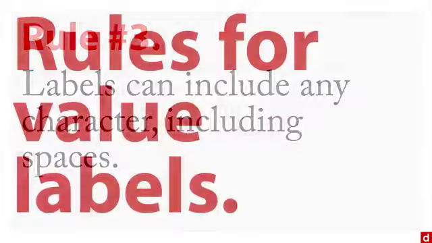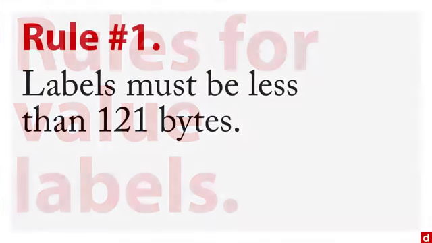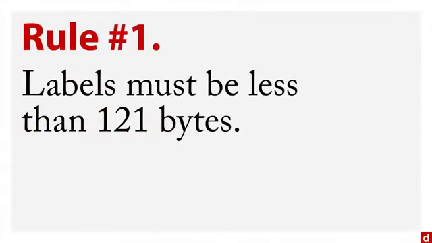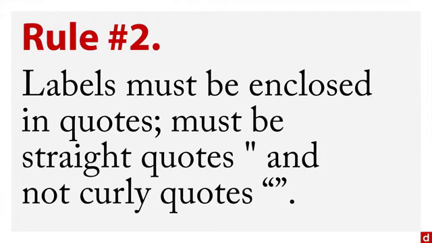The most important thing is to put value labels on there. So here are the rules for value labels. Rule number 1, they must be less than 121 bytes. So that actually is really long. You generally want to keep your labels pretty short. Rule number 2, like the variable labels, the value labels must be enclosed in quotes, and they need to be the straight quotes and not curly quotes.